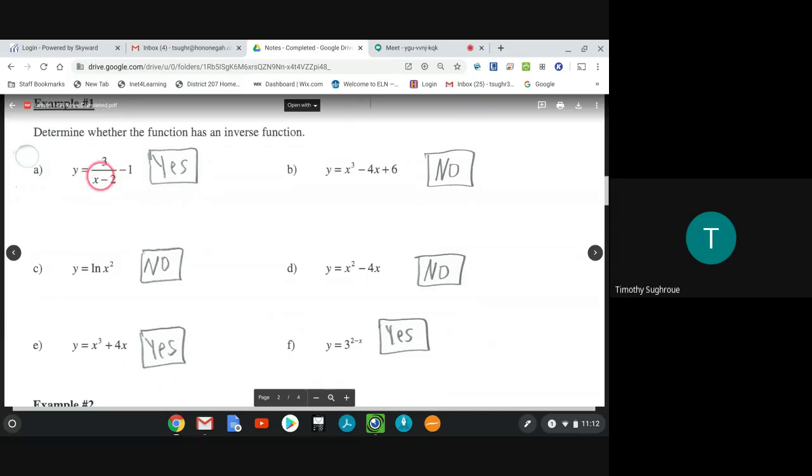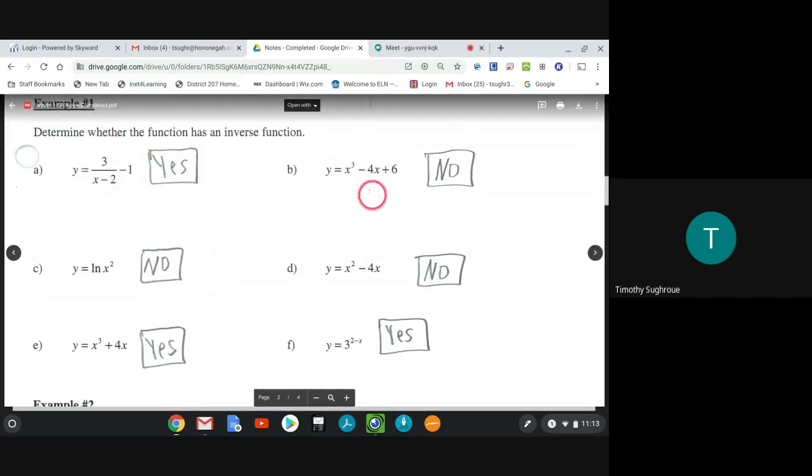Okay? But essentially, on some of these, you would have to think about it graphically. It has a vertical asymptote, it has a horizontal asymptote, but it is a one-to-one function. We could take a look at it in the calculator and graph it, and we would see that this is an always increasing or always decreasing function. That's the key to telling whether a function has an inverse or not. Is it always increasing or always decreasing? So a lot of times these rational equations will have inverses.